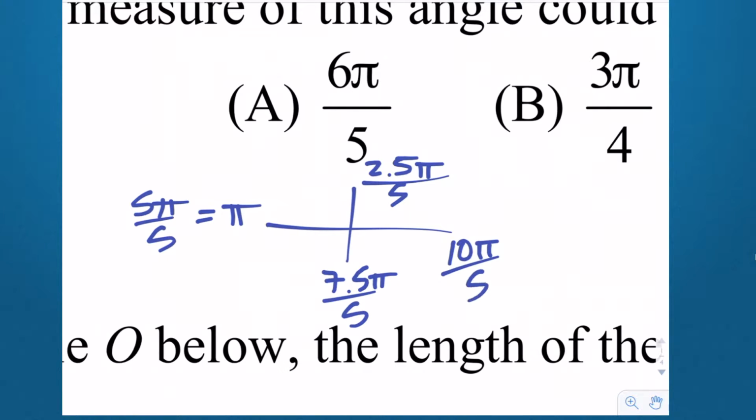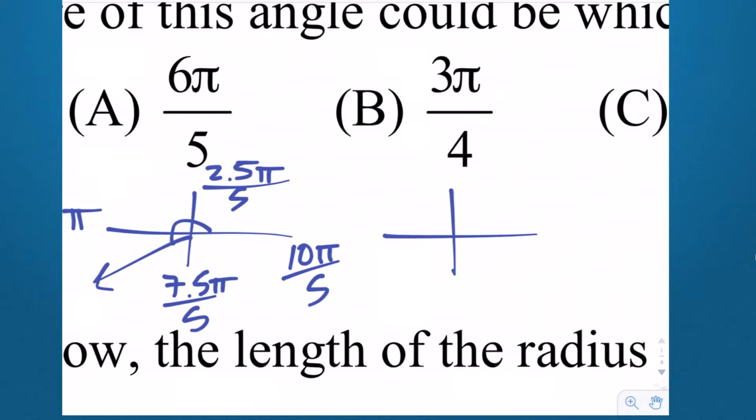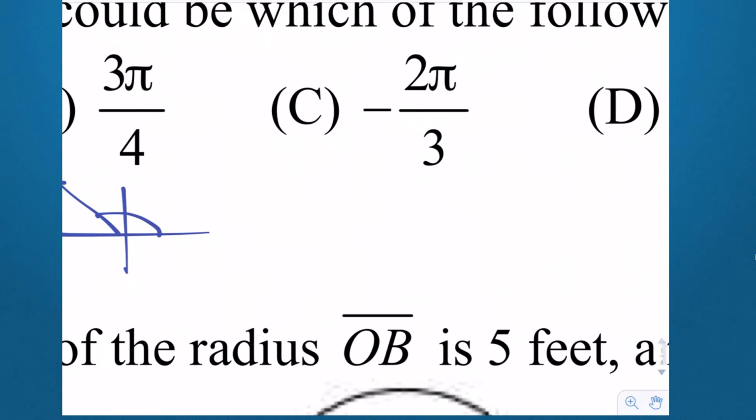So you can do that for any denominator, any partition. Well, of course, now 6 pi fifths lives over here between 5 and 7.5. So that's a quadrant 3 angle. That's not the one we want. Letter B, 3 pi fourths. You know that from the unit circle. It lives in quadrant what? 2. Okay, so that's not it. C, negative 2 pi thirds. Ooh, getting fancy. That's going to live in quadrant what? 3. Good. Because 2 pi thirds would rotate into the second quadrant. And so the negative angle rotates through 2 quadrants but lands in quadrant 3.